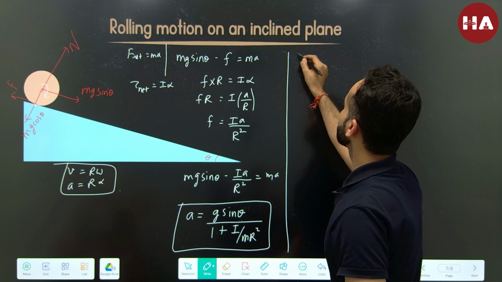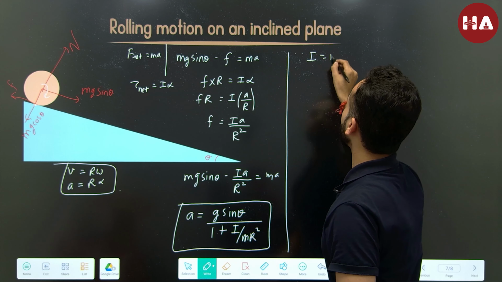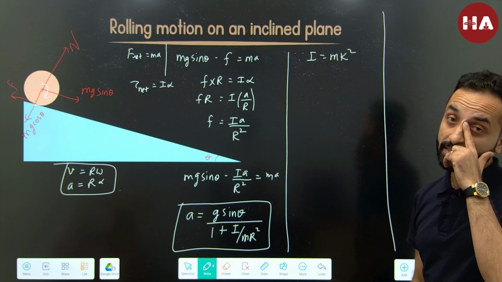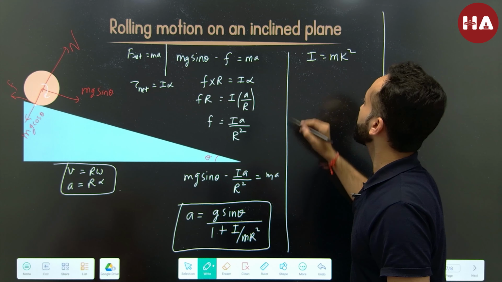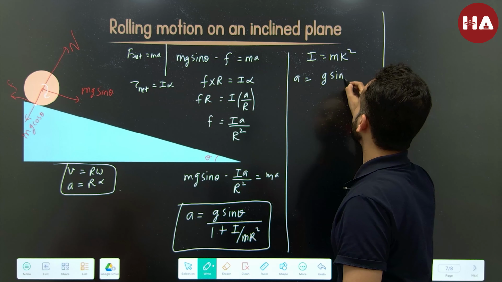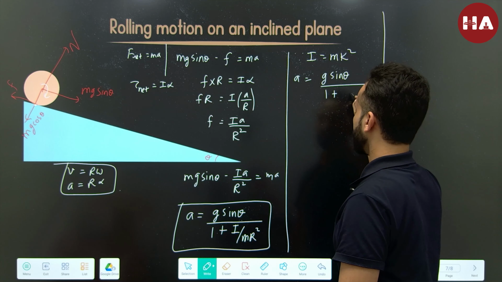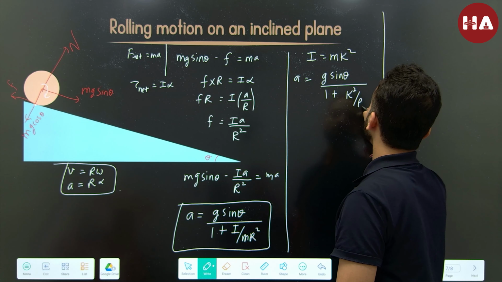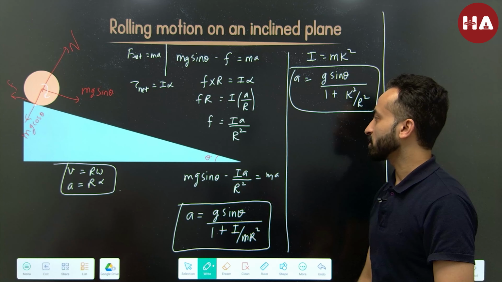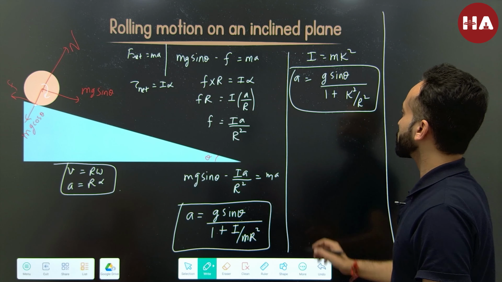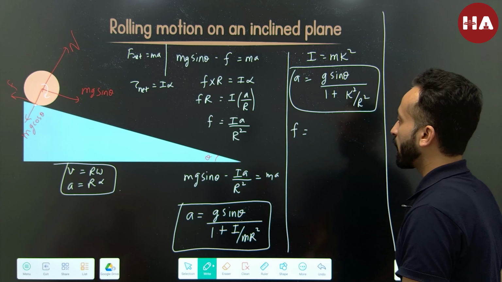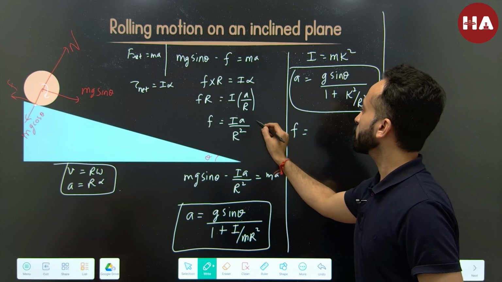Now, as you know, we can write I is equals to mk square, where k is the radius of gyration. This acceleration can also look like this: g sin theta over 1 plus k square by r square. You can also write it like this. So this is giving you the acceleration, and once you have the acceleration, you can also get the value of friction that you're needing here. How? Put it in this equation.